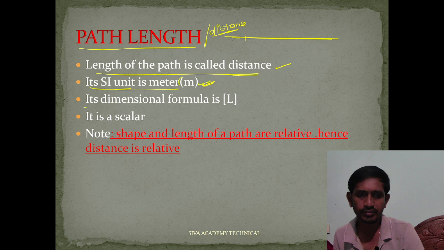Dimensional formula. What is dimensional formula? Any physical quantity can be represented in terms of fundamental quantities. Length is a fundamental quantity. The dimensional formula of length is capital L, or otherwise we can write M power 0 L power 1 T power minus 1.